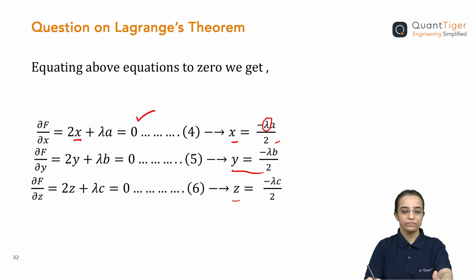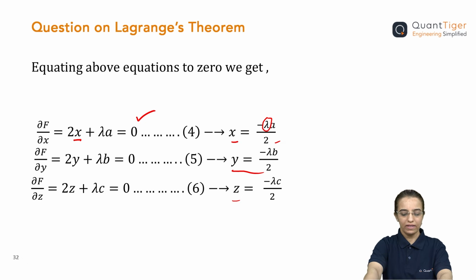So one thing is clear, if we could find the value of lambda, we will get the x, y, z values in terms of constants. So now the thing is we have to find the value of lambda.